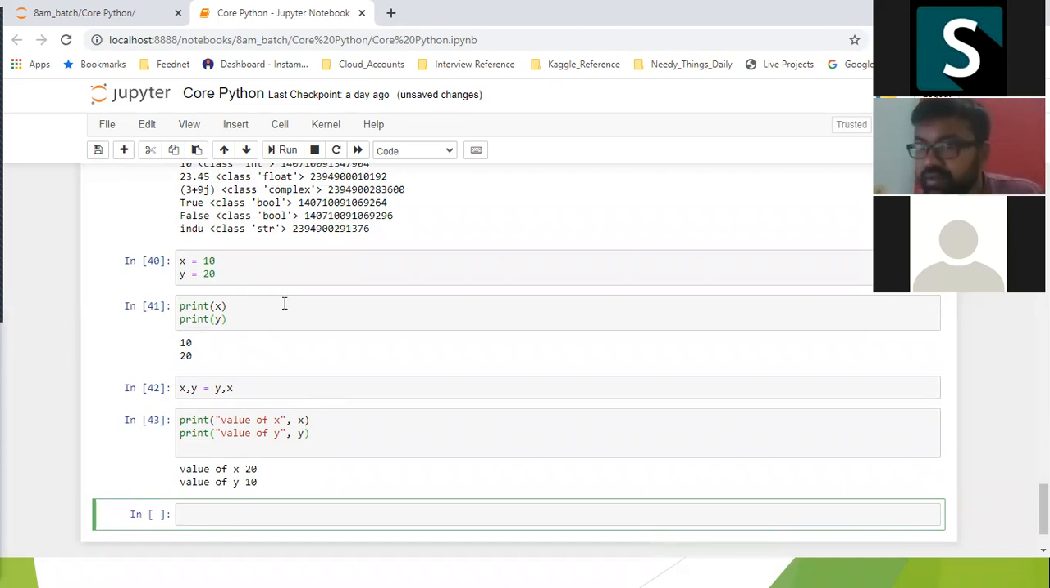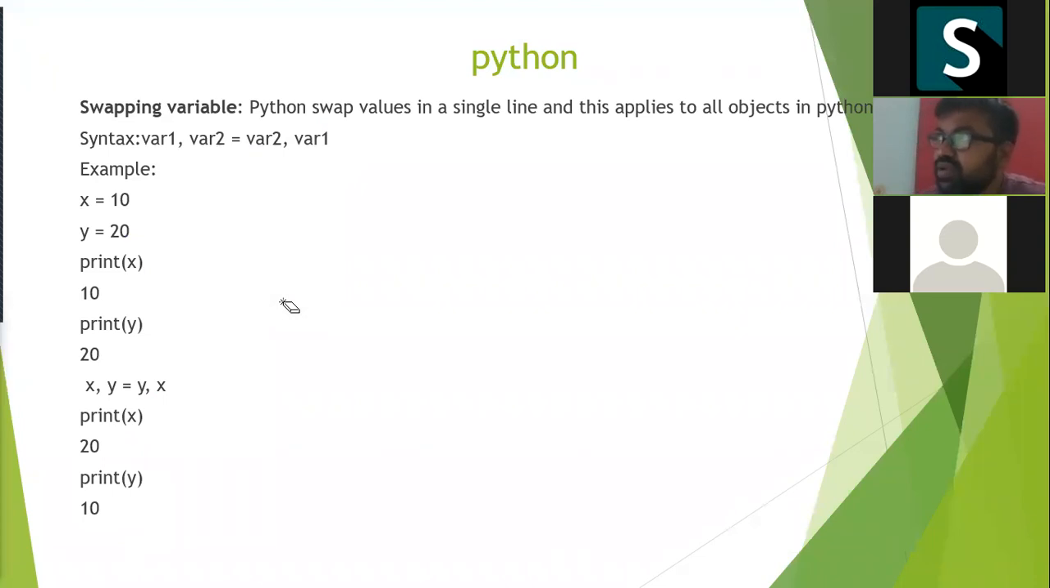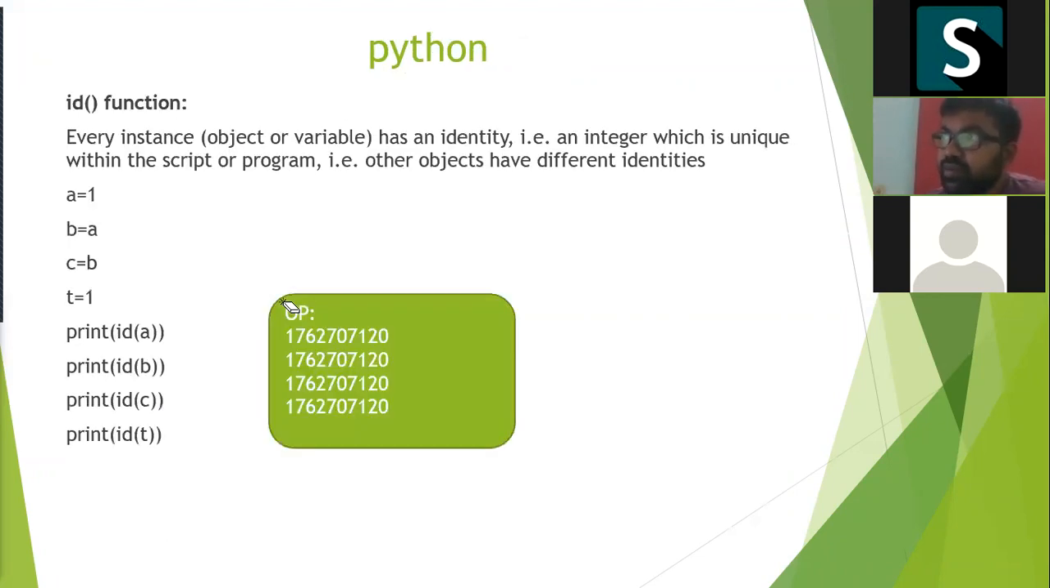Python is simple, right? We can do it in one line of code. So we're done with this one. Python swaps the values in a single line, and this applies to all objects in Python. Whatever the objects, whatever the data types, you can do that operation.